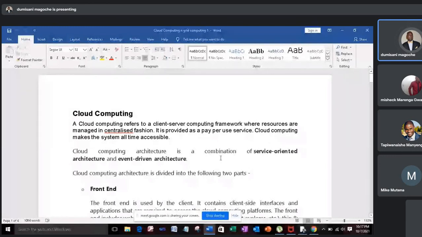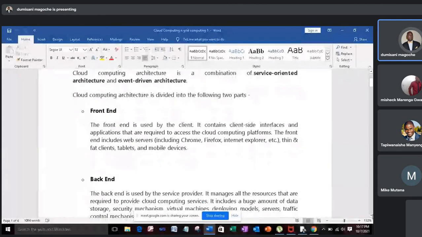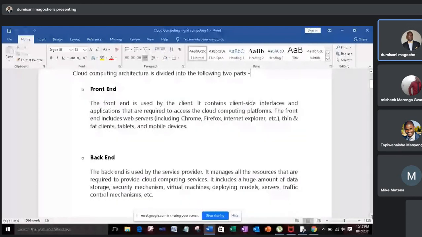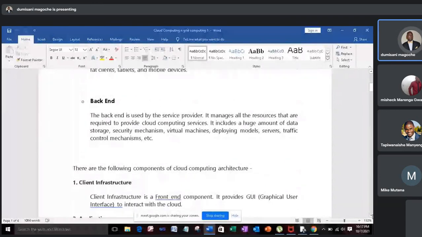The cloud computing architecture is a combination of service-oriented architecture and event-driven architecture, which means it has two parts, the front end and the back end. The front end is used by the client, and it contains the client-side interfaces and applications that are required to access it, for example your browsers, Chrome and Firefox, and so forth. The back end is used by the service provider. That's where we have the servers and everything. It manages all the resources that are required to provide cloud computing services.